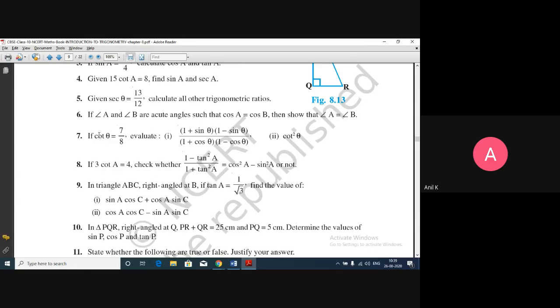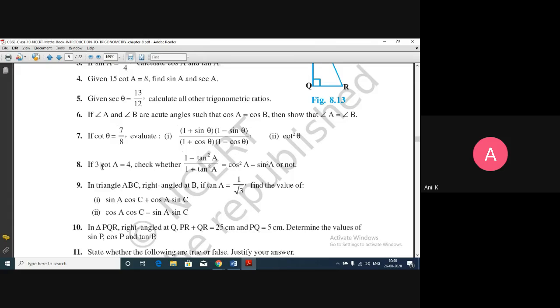For example, if I give you the seventh question, cot theta is 7 upon 8. So adjacent is 7, opposite is 8. You get the hypotenuse. After getting the hypotenuse, you find the sine value and cos value and substitute here: 1 plus sine value into 1 minus sine value upon 1 plus cos value into 1 minus cos value. Then you take the LCM and simplify.